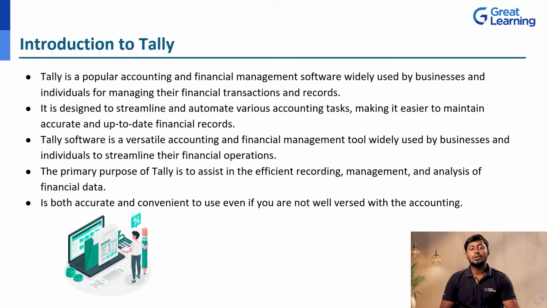It is designed to streamline and automate various accounting tasks, making it easier to maintain accurate and up-to-date financial records. So they have streamlined the process of accounting we have seen, correct? First is bookkeeping. From the bookkeeping transactions, we pass the journal entry. From the journal entry, we post it to the ledger account. From the ledger account, we prepare the trial balance. From the trial balance, we prepare all our financial reports or financial statements, correct?